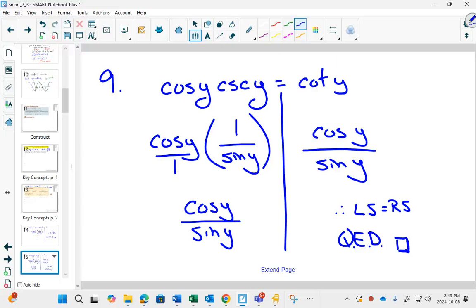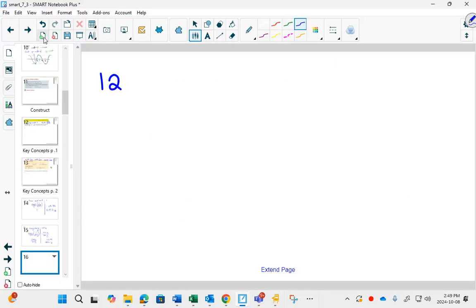Well, let's do number 12. And this is where fractions inside of fractions start coming up in these proofs. So we want to prove that secant theta over cosecant theta equals tan of theta.